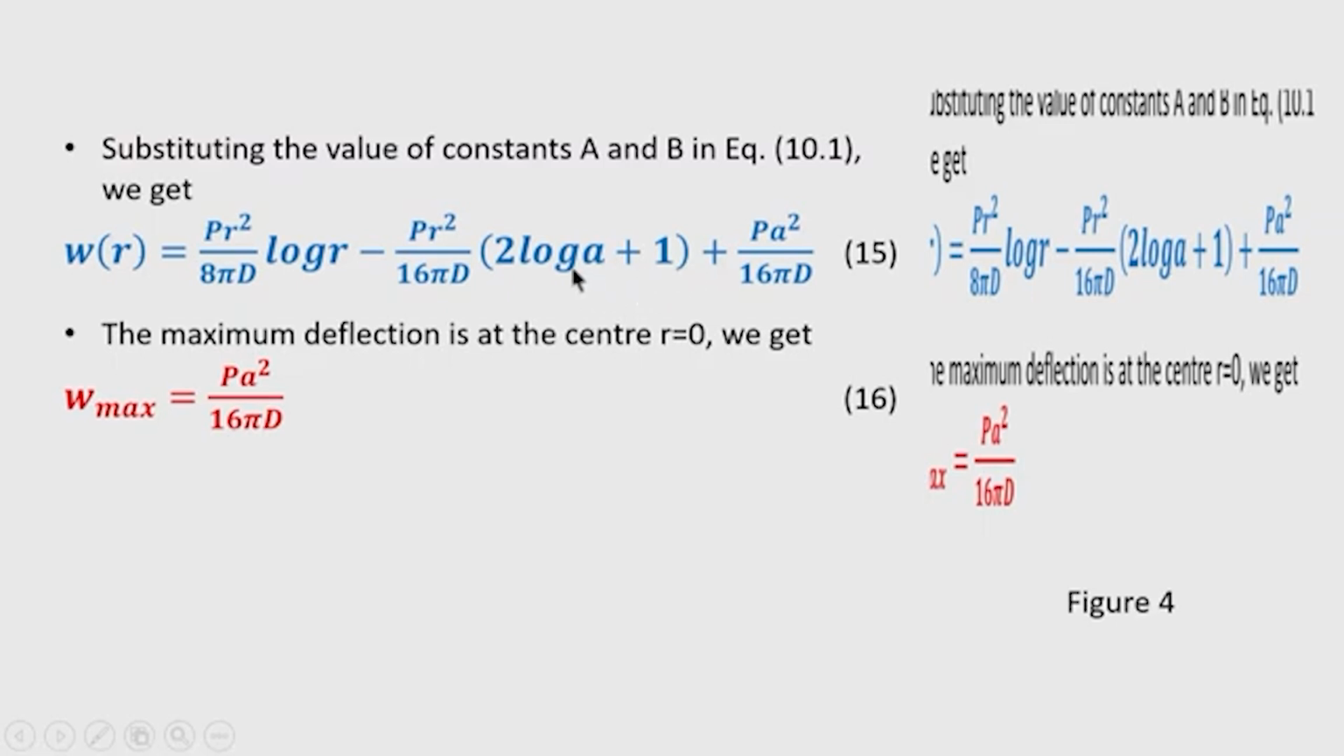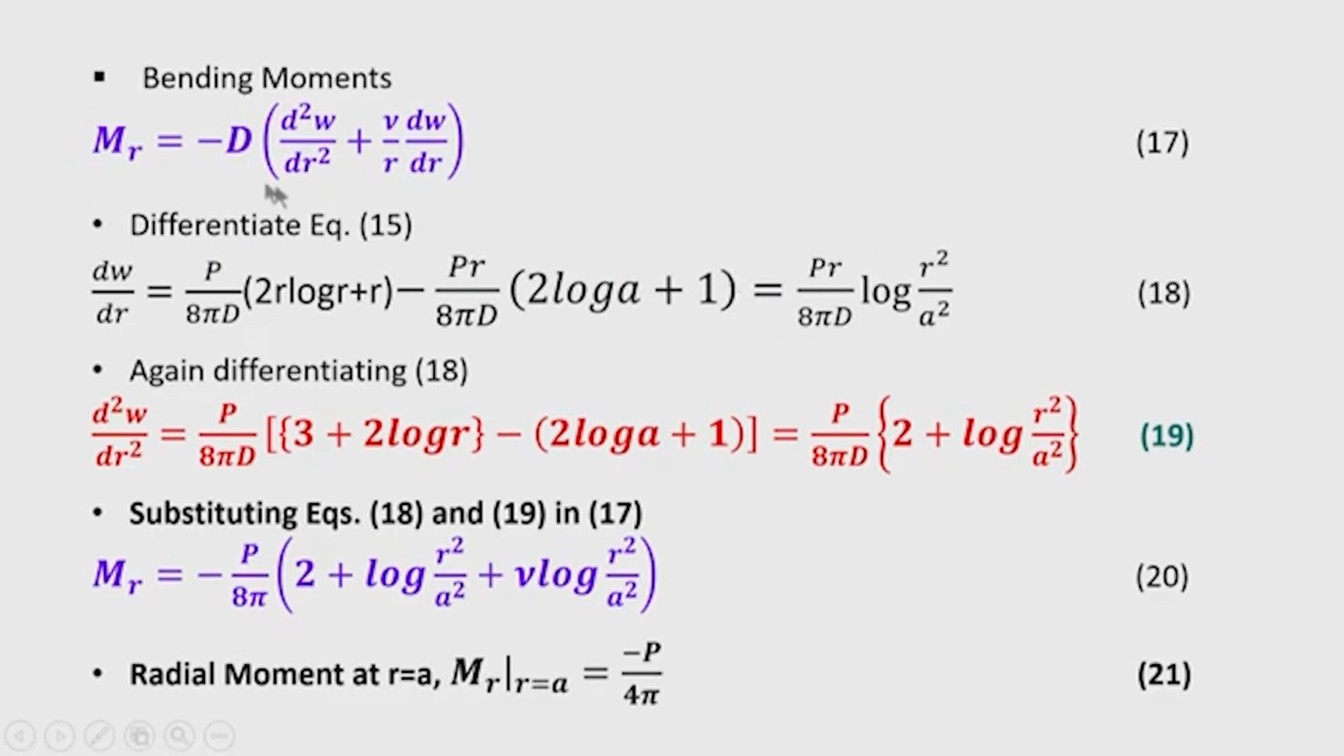W(r) equal to p r square by 8 pi d log r minus p r square by 16 pi d into 2 log a plus 1 plus the constant term. Okay. So the bending moment expression becomes minus D times second derivative of W plus mu by r, where mu is the Poisson ratio, times dW by dr. Now, after differentiating W two times, we can get the slope as well as the bending moment.